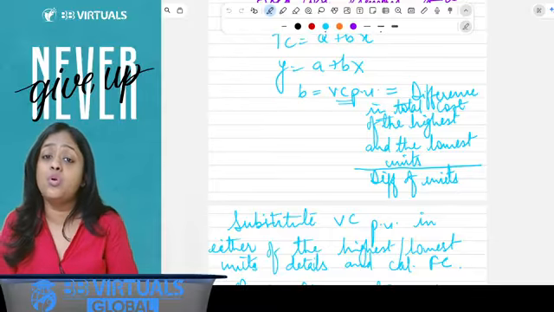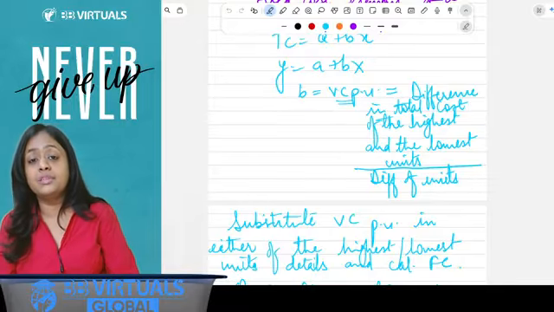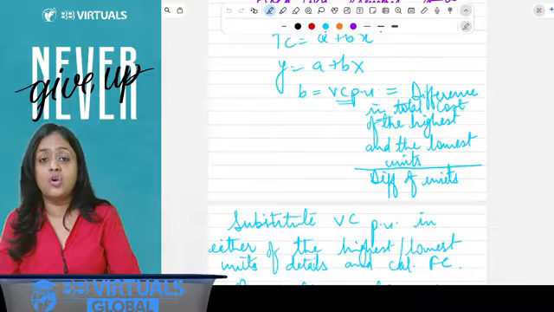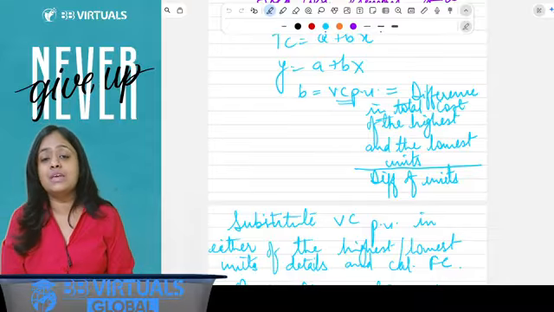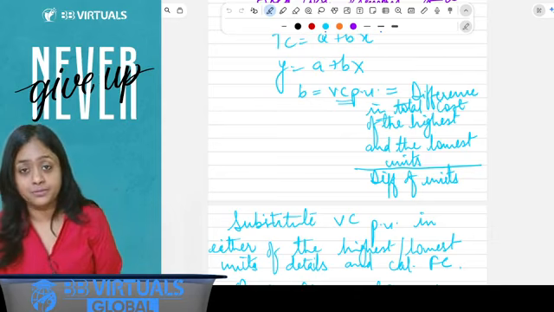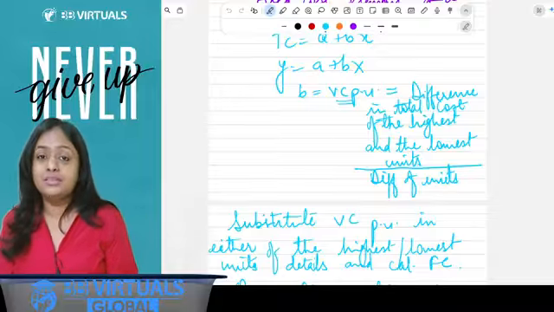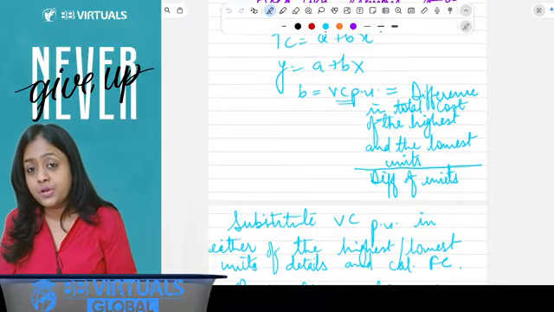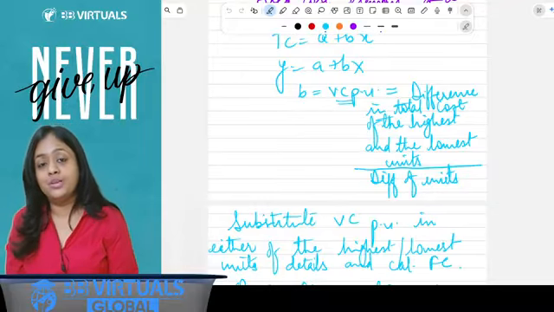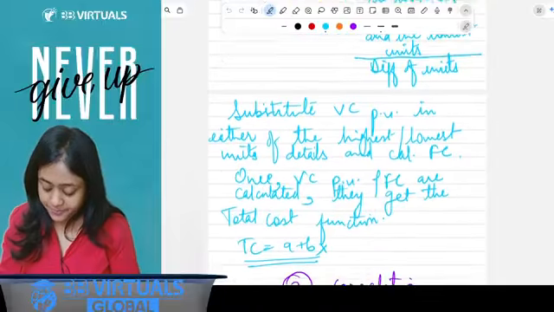Now remember that you will replace this variable cost per unit in the total cost equation and keep the total cost equal to either the highest level of activity or the lowest level that we used in the data. No other units in between. Either we will take the highest level or the lowest level, and in that equation you put the variable cost per unit as what you have calculated here. When you solve the equation, you will get the total fixed cost also. By this you can create your total cost equation.